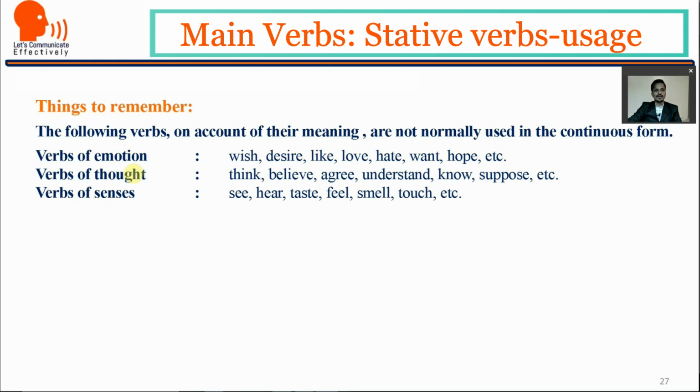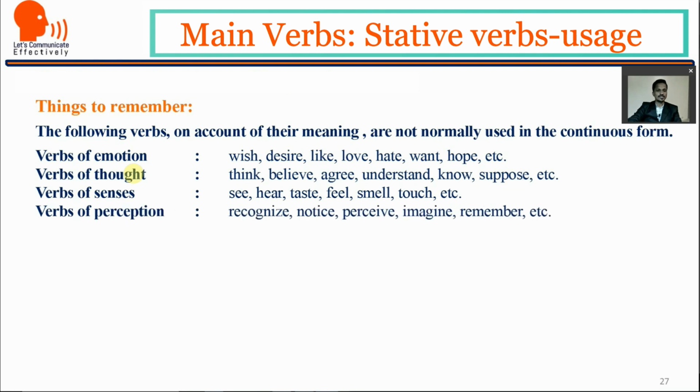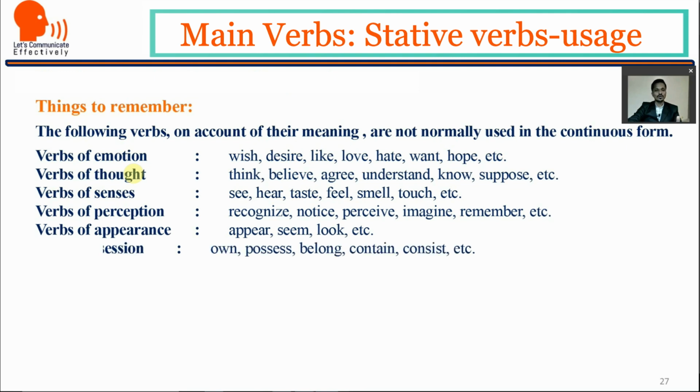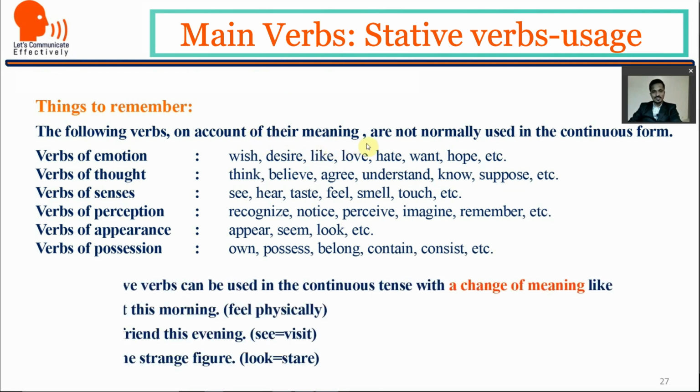Verbs of senses, like see, hear, taste, feel, smell, touch. All those senses, seeing, hearing, tasting, feeling, smelling, touching, we cannot use in the progressive tense. Verbs of perception: recognize, notice, perceive, imagine, remember, we cannot use with ing. Verbs of appearance: appear, seem, look. Verbs of possession: own, possess, belong, contain, consist. We cannot say containing, consisting, and belonging, and so on. Right. We are talking about these verbs on account of their meaning. But look at this now.